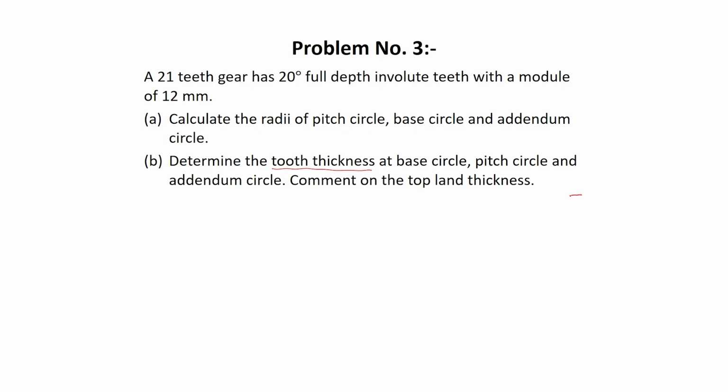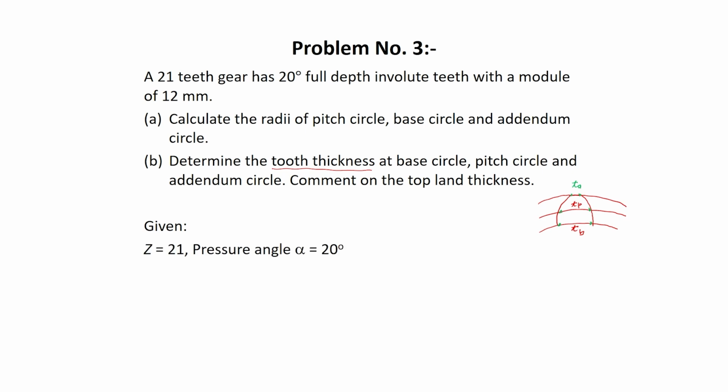That means, if a gear tooth is like this, this is your addendum circle, this is your pitch circle, and this is your base circle. So, we have to find the tooth thickness at the base, which is TB, the tooth thickness at the pitch circle, which is TP, this is your tooth thickness, and the tooth thickness at the addendum, which is TA. This we have to find.